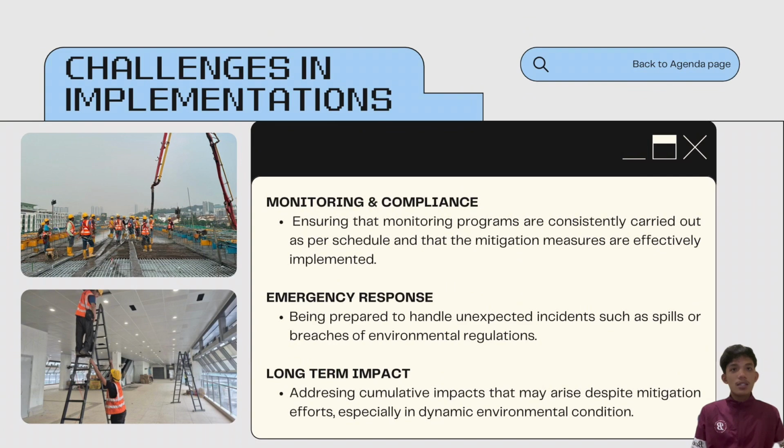So in this challenge, for long-term impact, addressing cumulative impacts that may arise despite mitigation efforts, especially in dynamic environmental conditions. Are there any long-term effects that we don't even know about even after mitigations have been discussed?